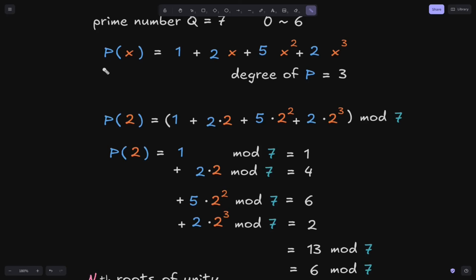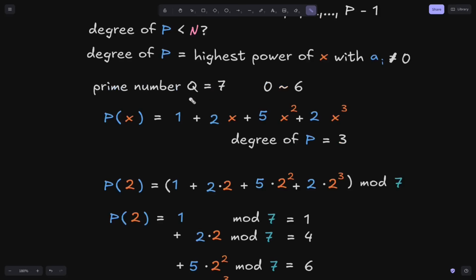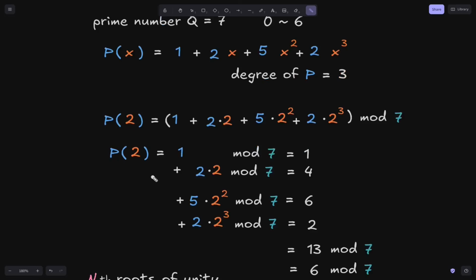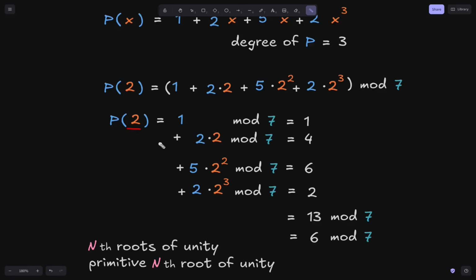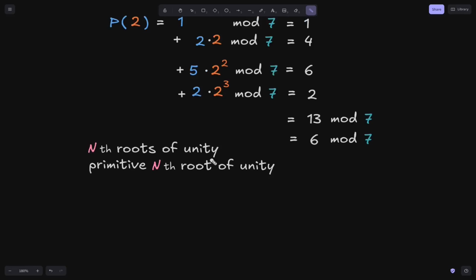So this was an example of evaluating this polynomial over the prime field where the prime number was equal to 7, and we evaluated at x equals 2. We got back, the answer was 6 mod 7. Okay, so next let's move on to nth roots of unity.